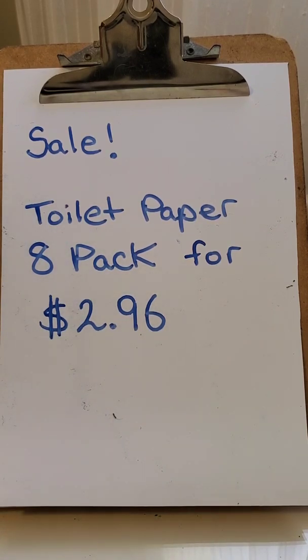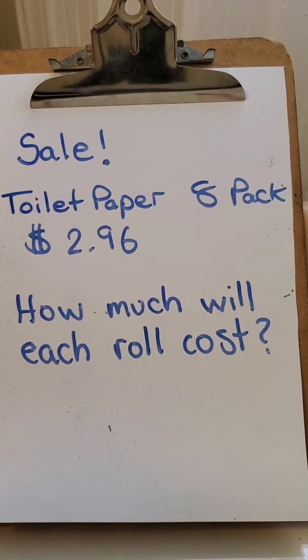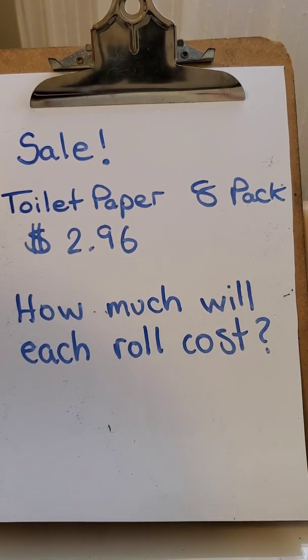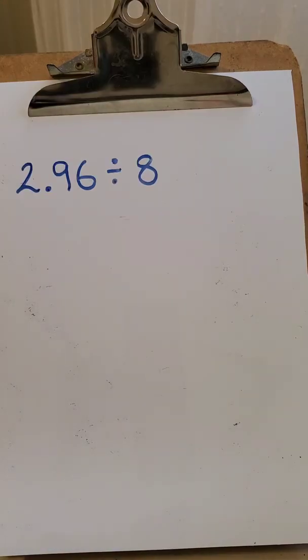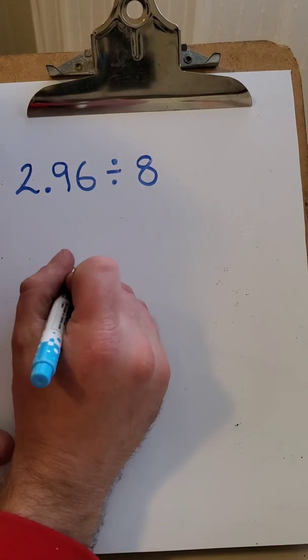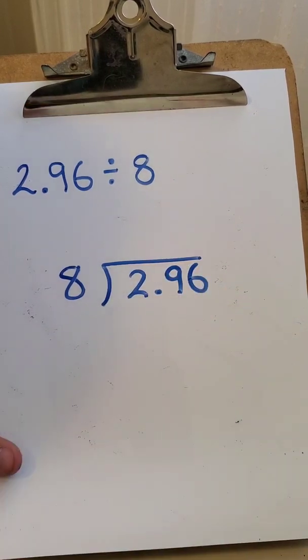All right, Falcons. Here's a little question that we're going to solve that's a real applicable example in the real world. Here we have a sale. Toilet paper. An 8-pack of toilet paper is on sale for $2.96. Here's our question. If toilet paper is on sale for $2.96 for an 8-pack, how much will each roll cost? Great question. So the essential question we're trying to answer is 2.96 divided by 8, where 8 represents the number of toilet paper rolls and 2.96 is the price.